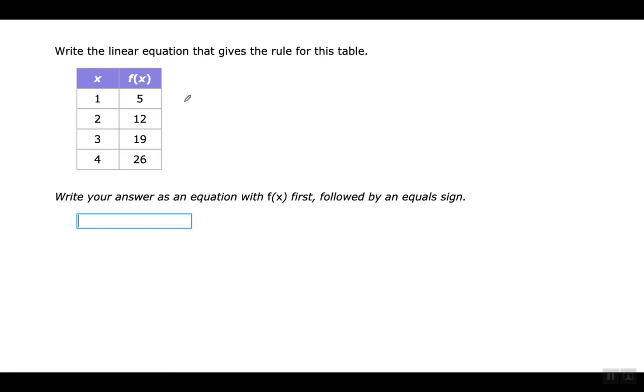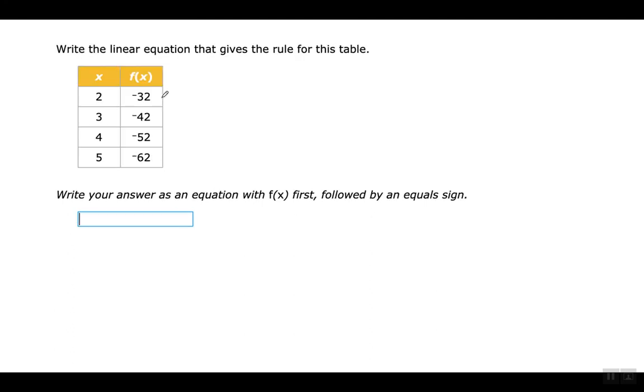Let's skip this one. It's pretty much like the other ones. Let's do another one with negative numbers.